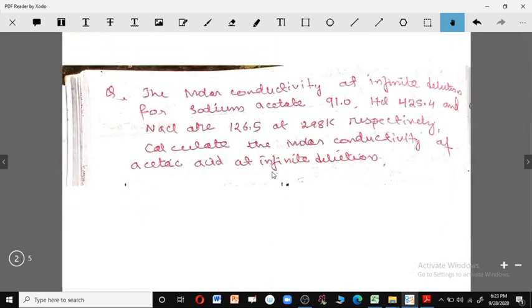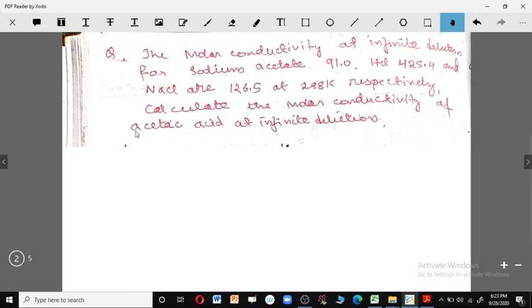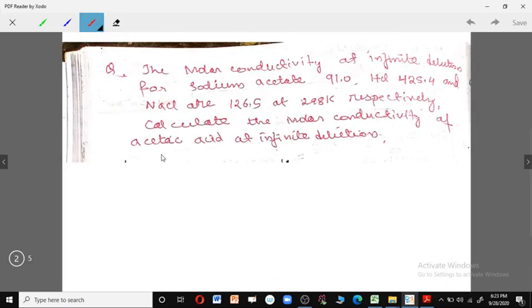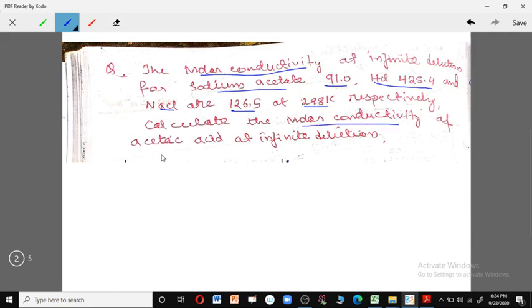So with the help of this, let us calculate. Suppose the molar conductivities at infinite dilution of solutions of sodium acetate is 91.0, HCl is 425.4, and sodium chloride is 126.5 at 298 Kelvin respectively. You have to calculate the molar conductivity of acetic acid at infinite dilution.